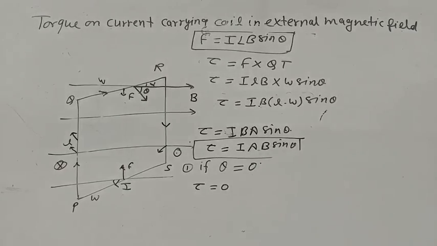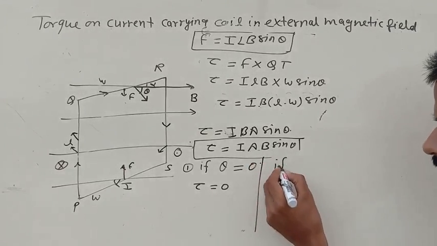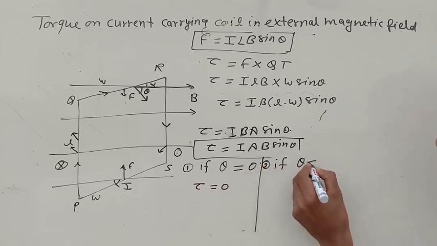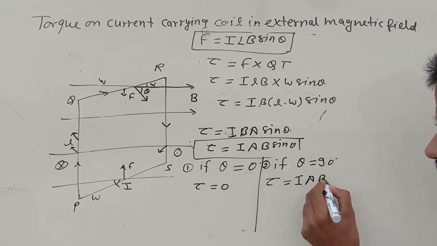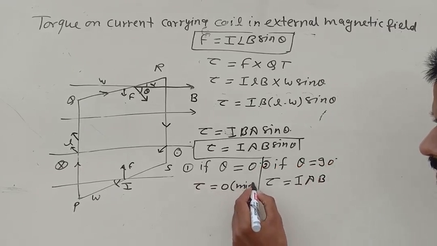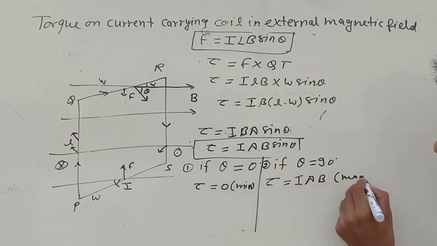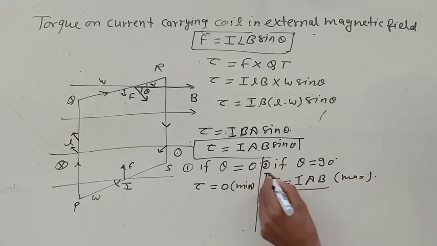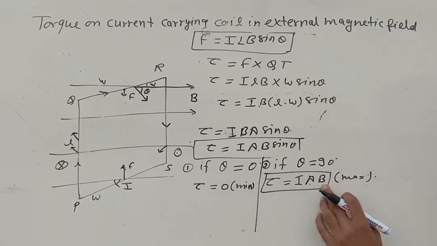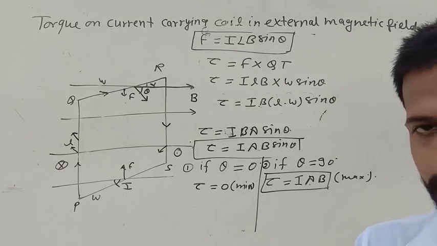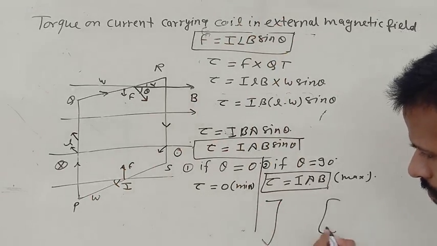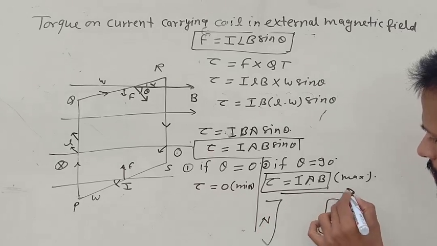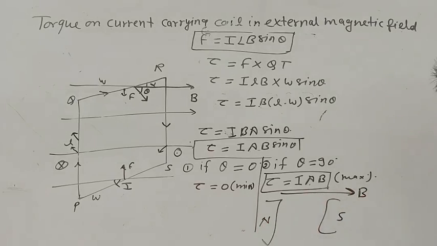Okay. Next, now if theta is equal to 90 degree, then torque is equal to I A B, and this is minimum and this is maximum. So when the angle between A, area vector, and magnetic field is 90 degree, then torque experienced on current carrying coil is maximum. So this is N, S, this is the direction of magnetic field, and this is the coil.